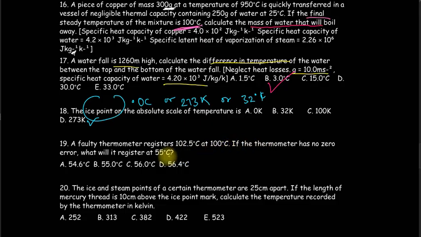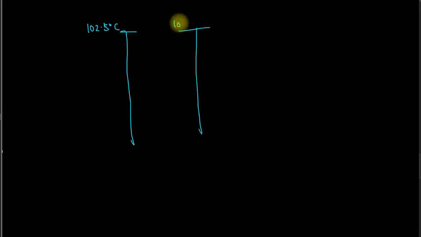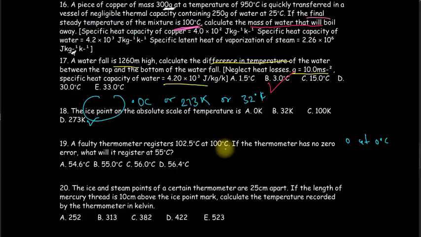A faulty thermometer registers 102.5 degrees Celsius at 100 degrees. If the thermometer has no zero error, what will it register at 55 degrees? When I say it has no zero error, it means it registers 0 at 0 degrees Celsius. So when we're doing upper minus lower over middle minus lower, you know what we're after. If I'm to even sketch that diagram, at the upper limit, the thermometer registers what? 102.5 degrees Celsius, where it was supposed to register what? 100, as compared to a normal working scale.